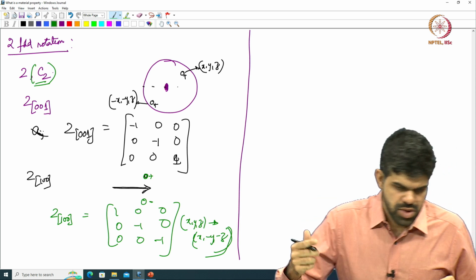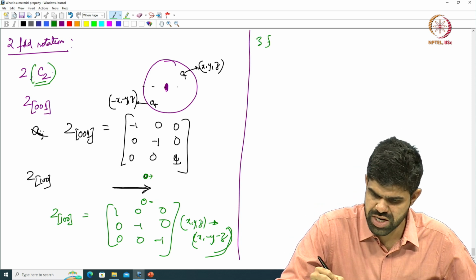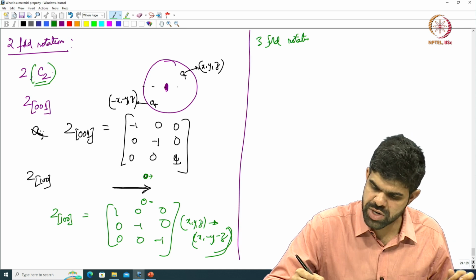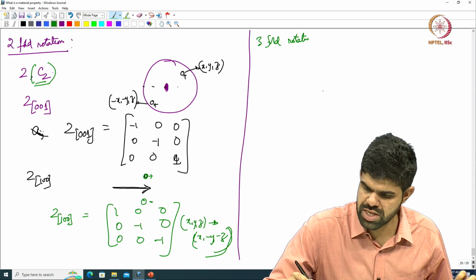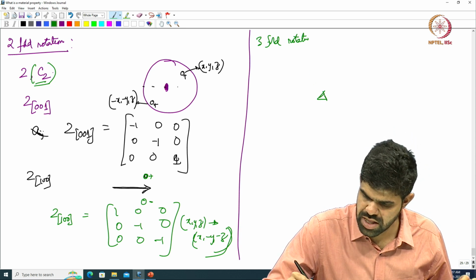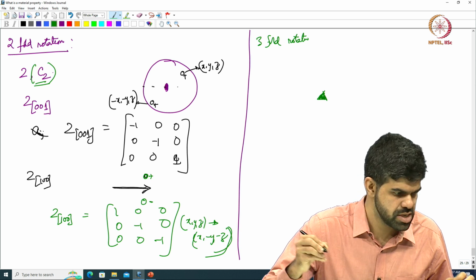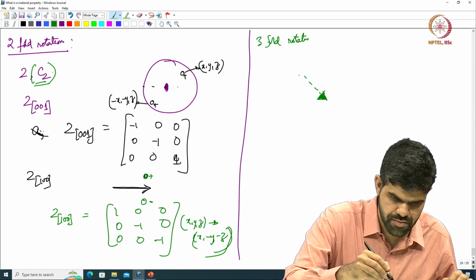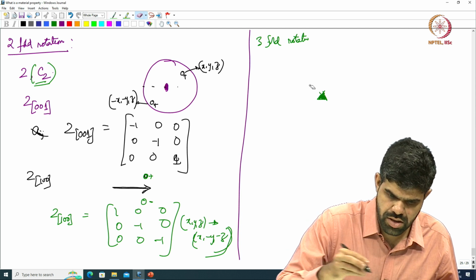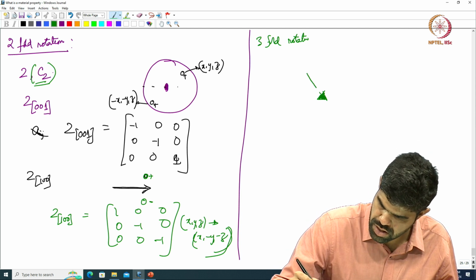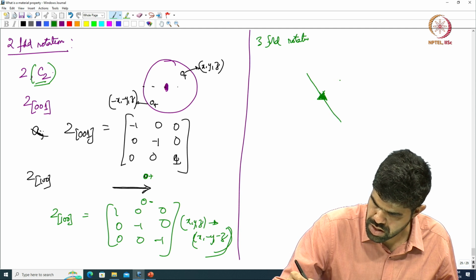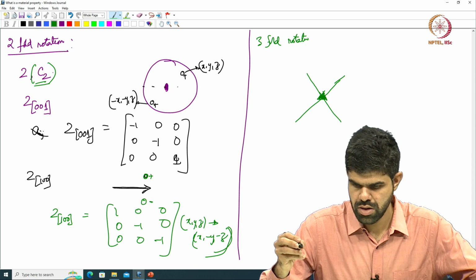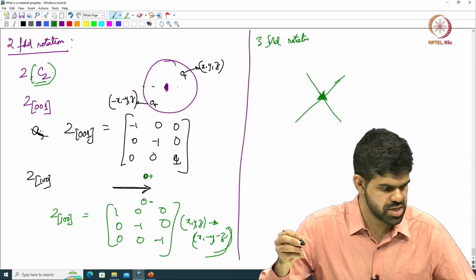All right. So, next we are going to talk about three-fold rotation, and for three-fold rotation I am just going to represent it again using these stereograms as a triangle at the center, and then I am going to have these things at 120 degrees with respect to each other.